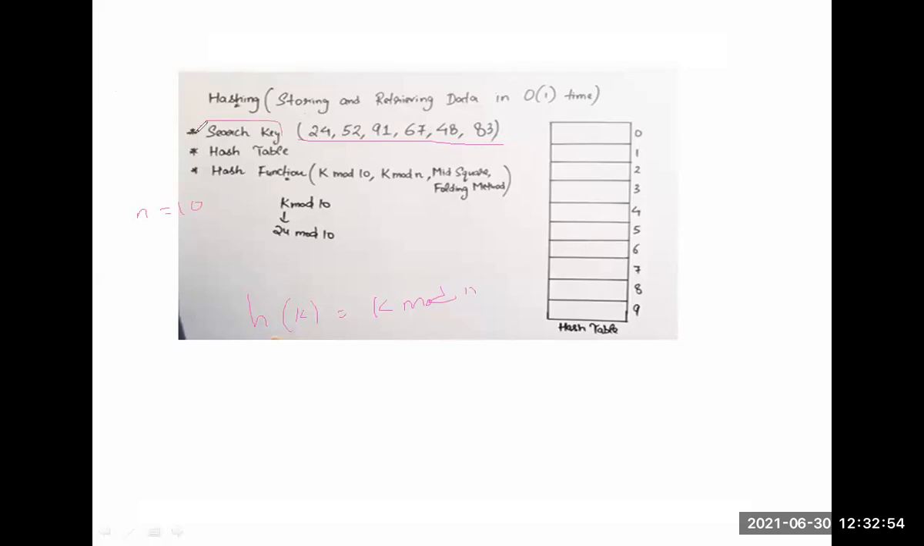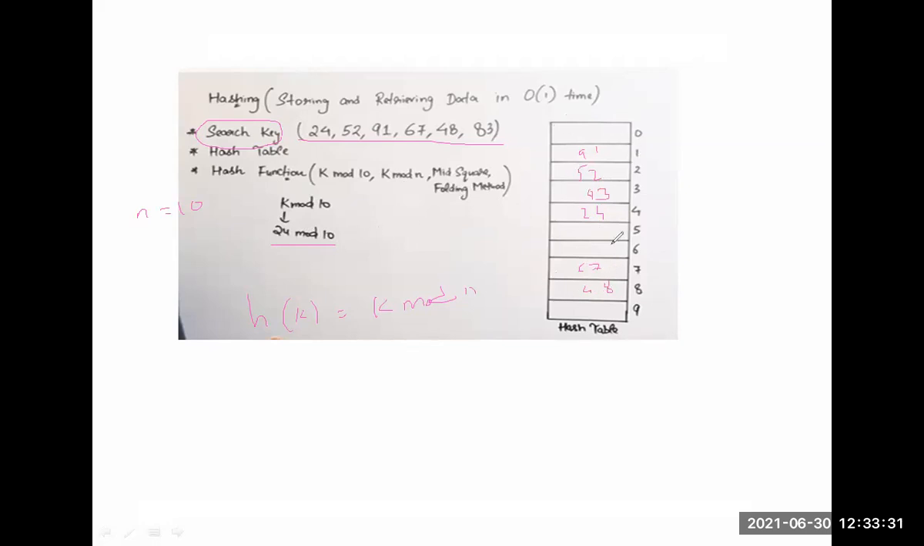Now I am inserting the values and finding the key value. The first value is 24. 24 mod 10, what is the remainder? 4. So in the fourth location, we store the value 24. Similarly, 52, second location, we store the value 52. 91 we store here, 67 store here, 48 store here, and 83 store here. We mark that location and store it there.